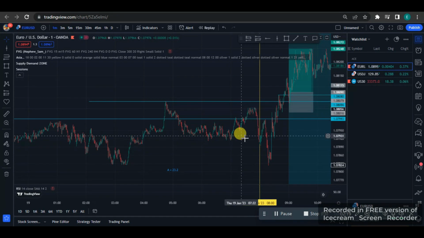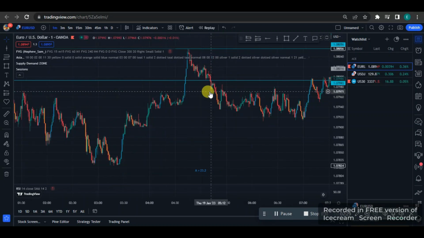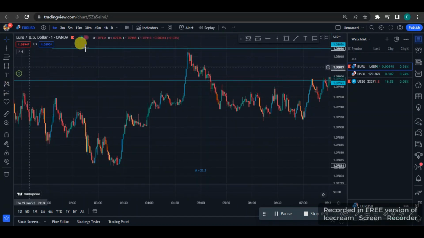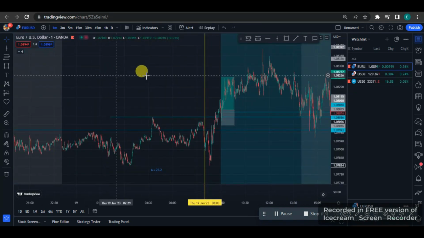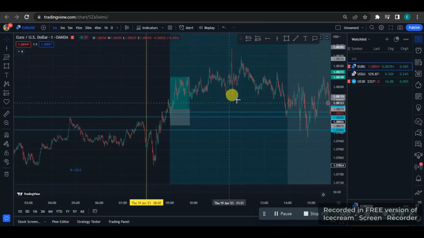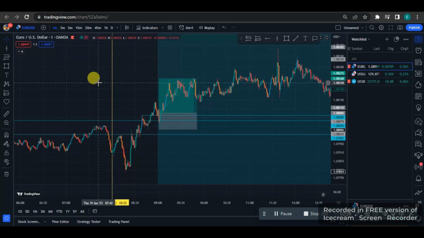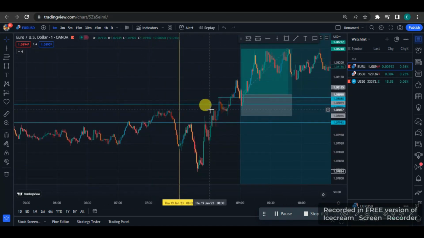So once we spot price break above that Asian range high, so you can see this is the Asian range high we marked out. This is the highest point price got to during the Asian session. So once we spot that, price broke above the Asian range on the 1 minute time frame.